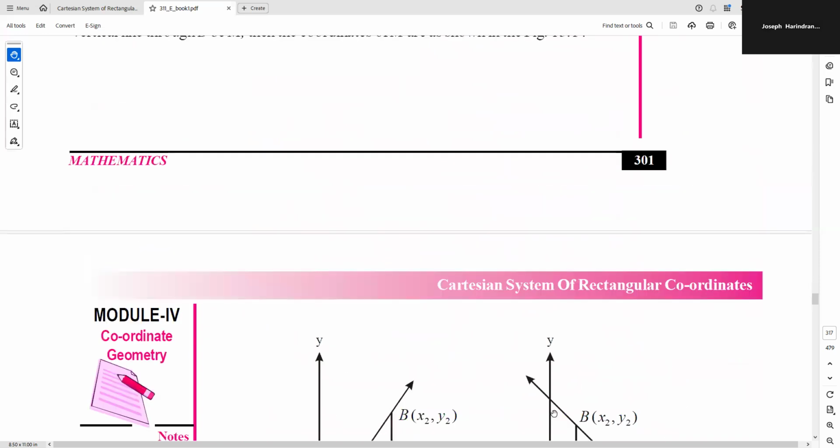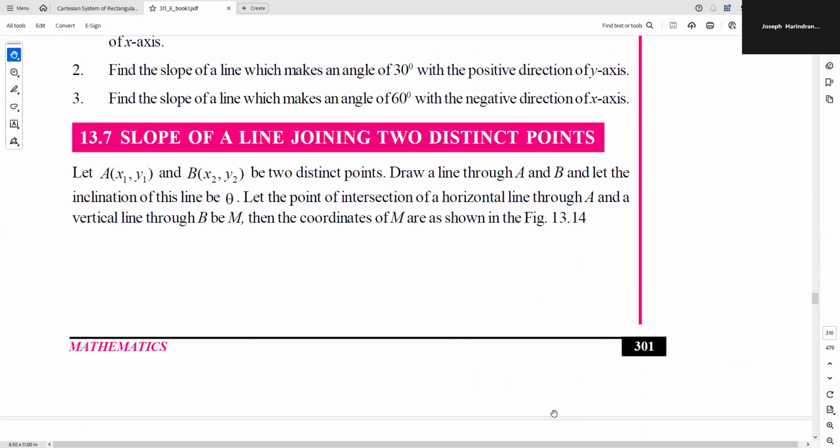Suppose you don't know the angle, you are just given the 2 points with coordinates x1, y1 and x2, y2. This is an important formula and we are going to see it in the next chapter also, in the next session, on straight lines. So this is a very important formula for finding the slope of a line joining 2 distinct points where we do not know what angle it makes.